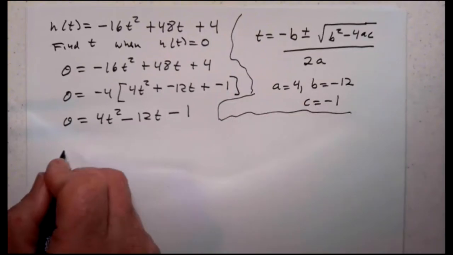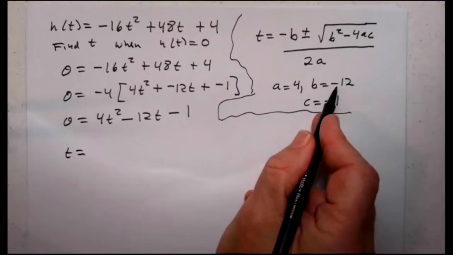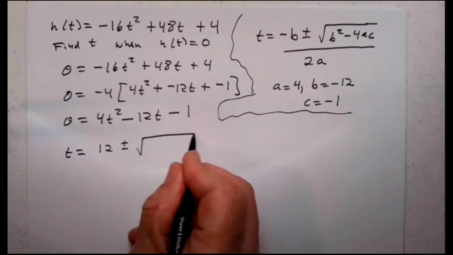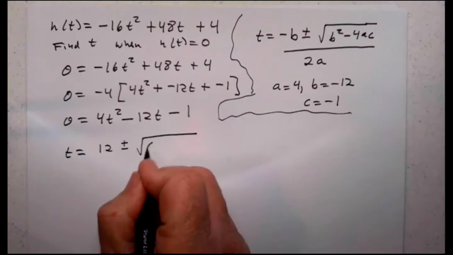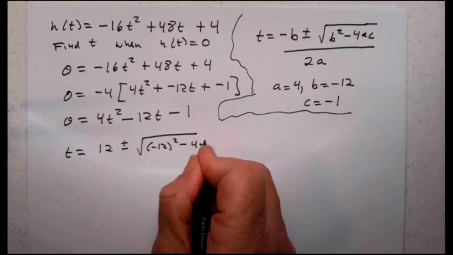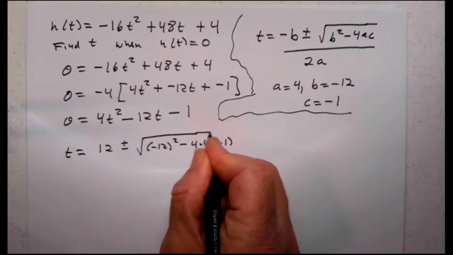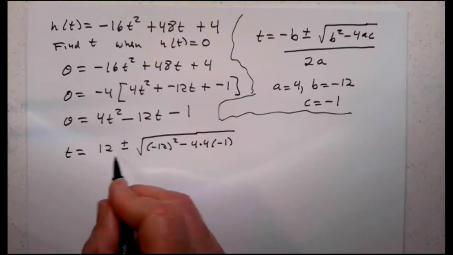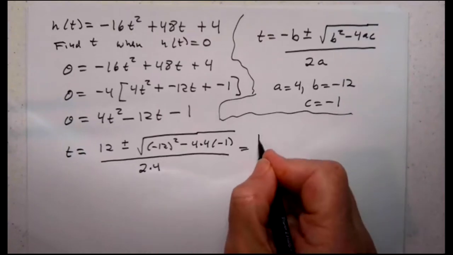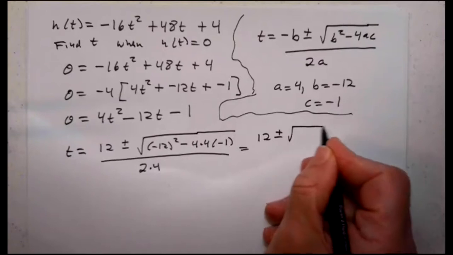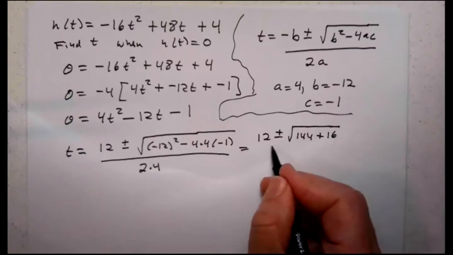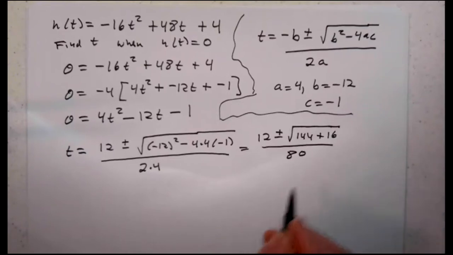So using that substitution, t equals negative b. Negative of negative 12 is positive 12, plus or minus the square root of b squared, again, negative 12 squared will be 144, minus 4ac, 4 times 4 times negative 1, all over 2a, all over 2 times 4. So we get 12 plus or minus the square root of 144 minus negative 16, so that's plus 16, all divided by 2 times 4, which is 8.